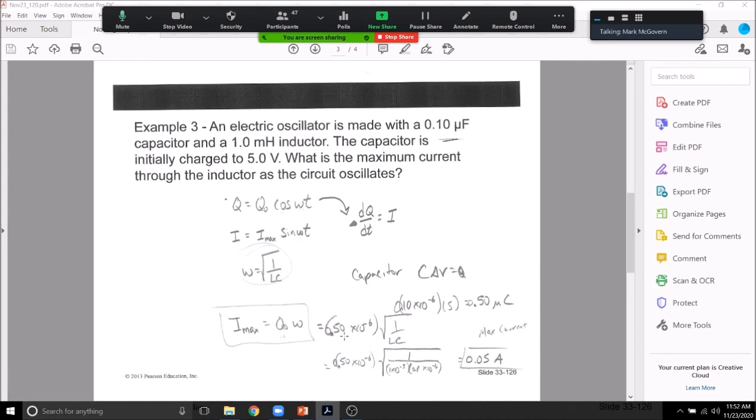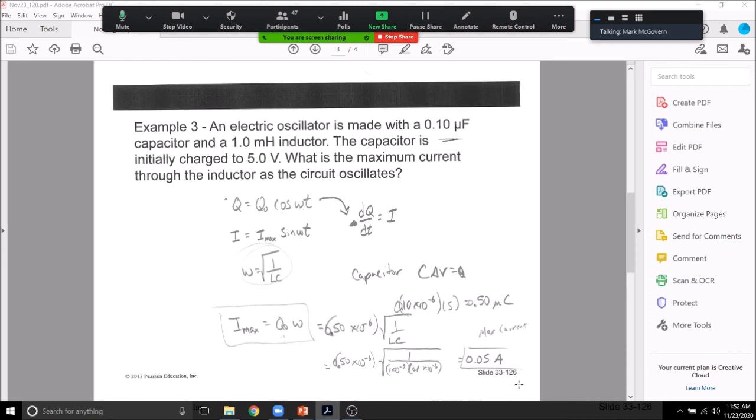And then that goes out in the front here, and I have to multiply by the square root of 1 over LC, which is what omega is here. L is 1 times 10 to the minus 3, and the capacitor is 0.1 times 10 to the minus 6. Do all that in the calculator, and we get 0.05 amps. That's the max current. You can say 50 milliamps if you want.